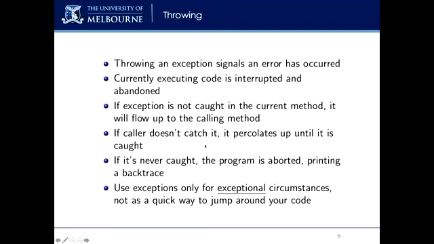So, like I said, if the caller doesn't catch it, so if you have a method that calls another method, and that method that you've called throws an error or has an error and doesn't catch it, then you, as the calling method, have to do something to catch that error. And if that calling method doesn't, that's when it goes all the way back right to the beginning of the program. Again, if it's never caught, the program's aborted.